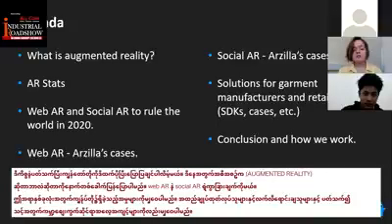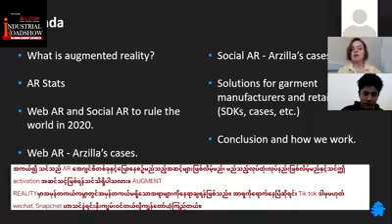The agenda for today: I'll tell you again about what augmented reality is. I'll share some statistics with you. I'll be telling you the difference between web AR and social AR. I'll be sharing cases that we had for both of these things, and I'll also be sharing some world market practices for you concerning garment manufacturers and retailers. And in the end, I'll tell you how exactly we work. So if you are talking to an AR agency, what the steps will be and what the procedure will be for you to get this activation ready.